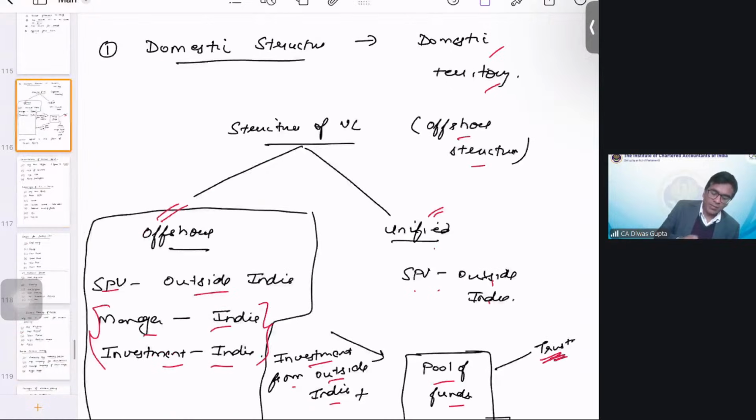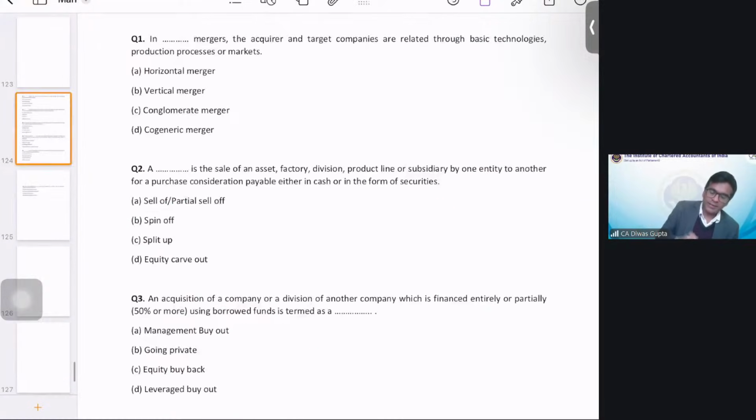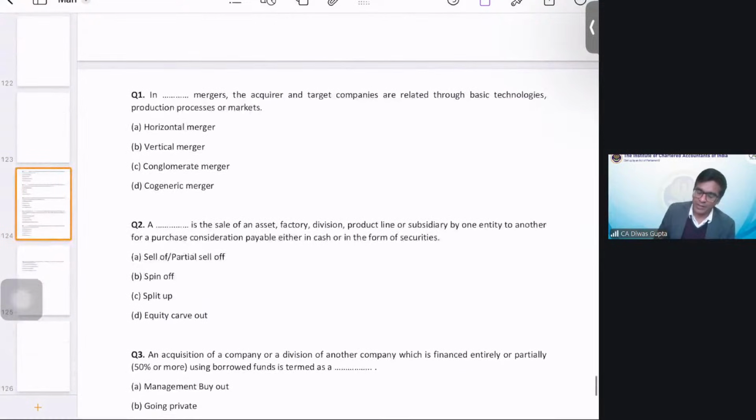So this was it from startup finance, students. Let's do one thing. Let's quickly do some of the MCQs on the entire topics that we discussed today, that is mergers and acquisitions as well as the interest rate risk management.